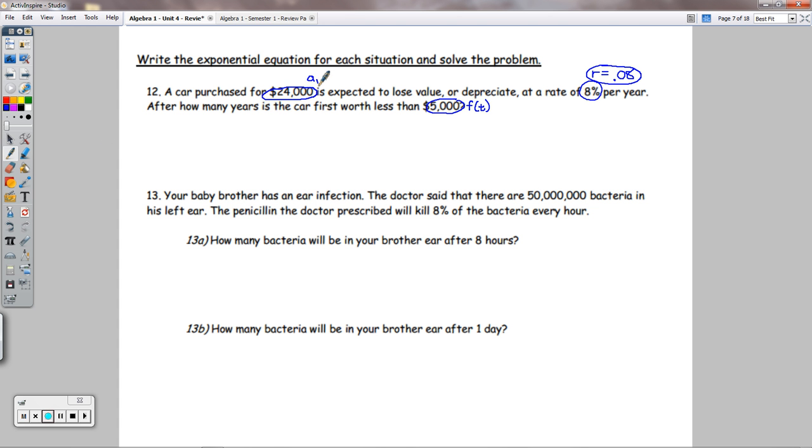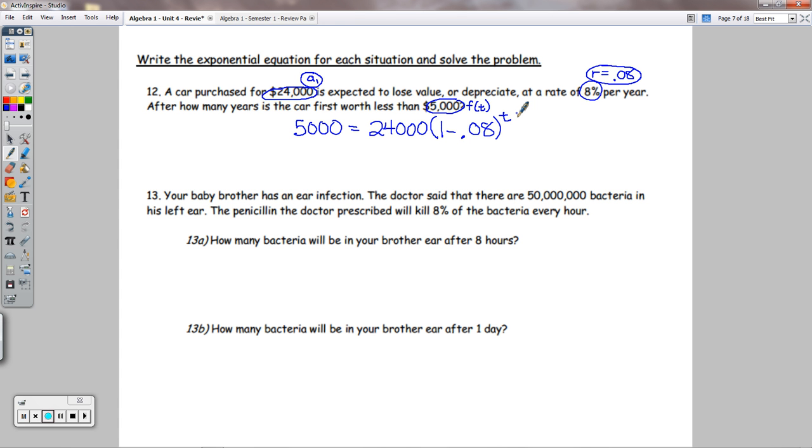which we've been calling A1, but A0 would actually also work and technically be a little better even. So if we plug these in, we've got our R, we've got our f of t. So we have 5,000 is going to equal our initial value, 24,000, times 1, and we are depreciating, so we're going to be losing value, 1 minus 0.08 to the t power.